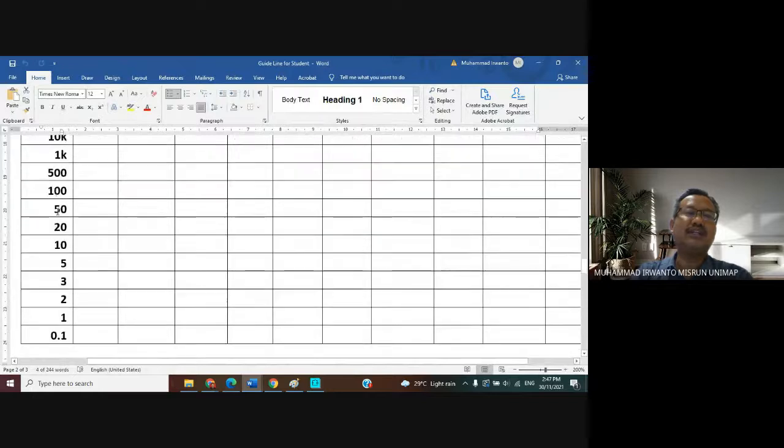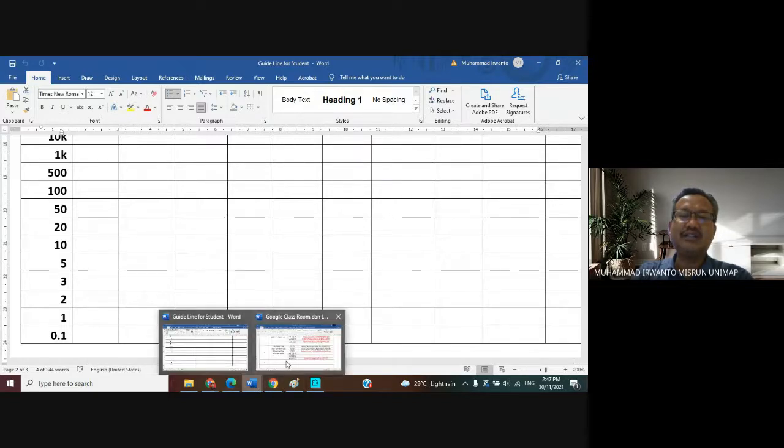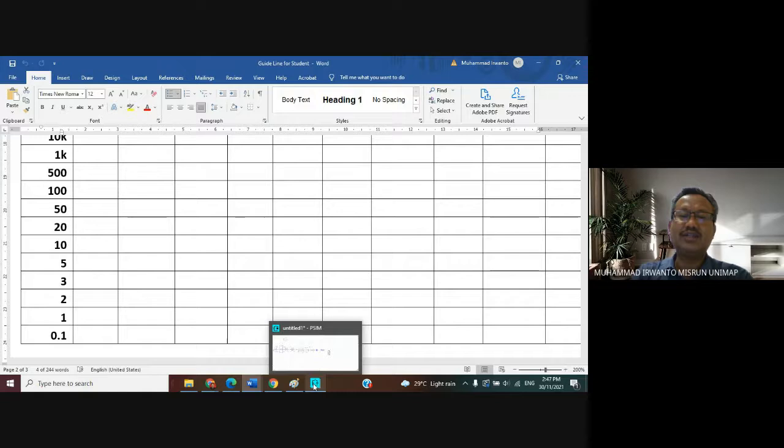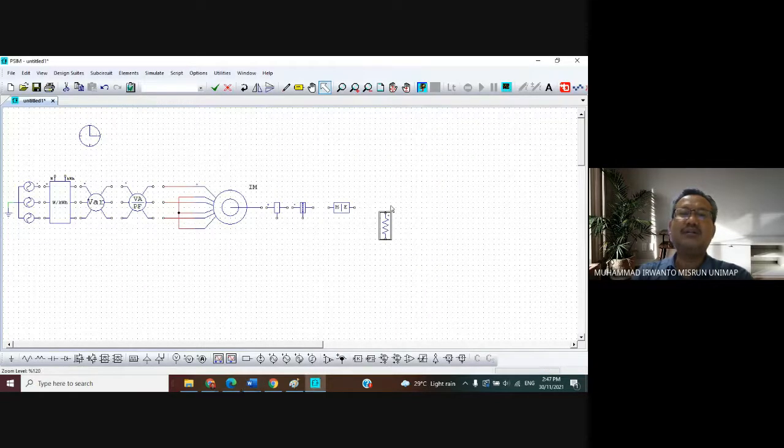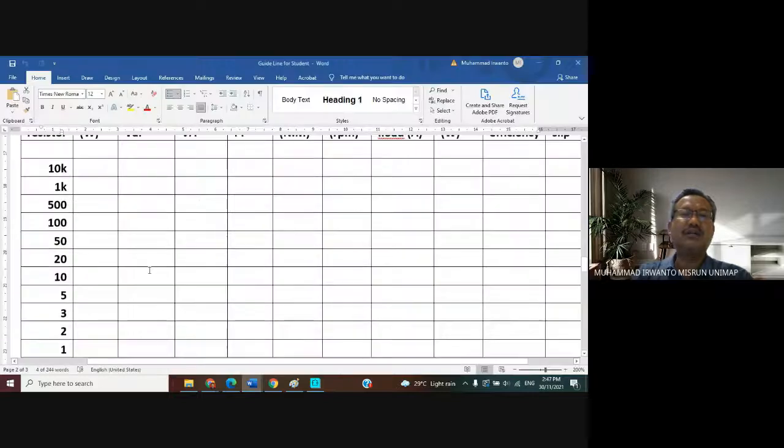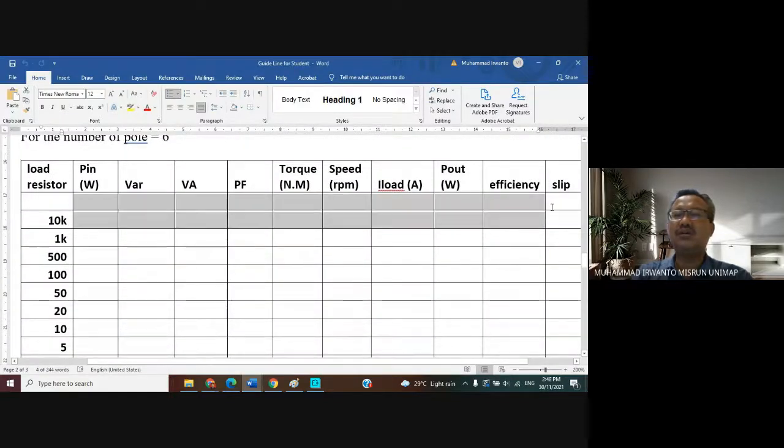Ini tak semestinya, ini saya bagi contoh aja. Ini semua dekat sini, at least 6 dia minta, at least 6 values. And then run and observe the value of the watt, var, VA, torque, speed, output power. Output power is the multiplication of the output voltage and output current here. Place it here to all.